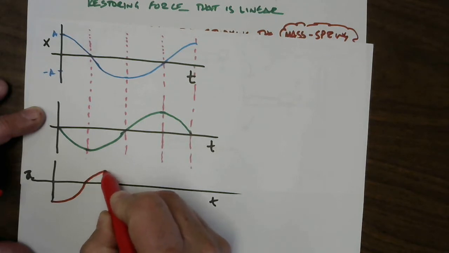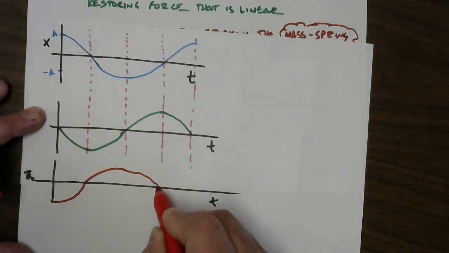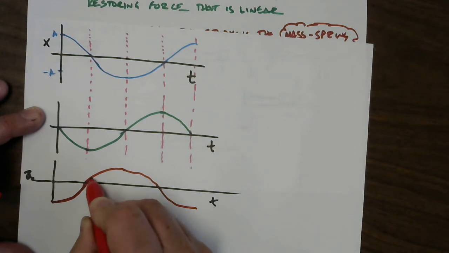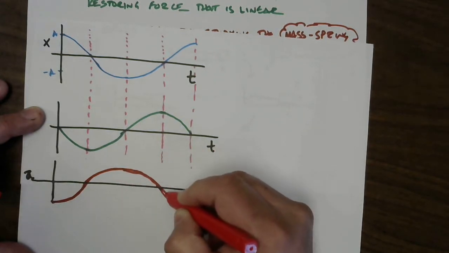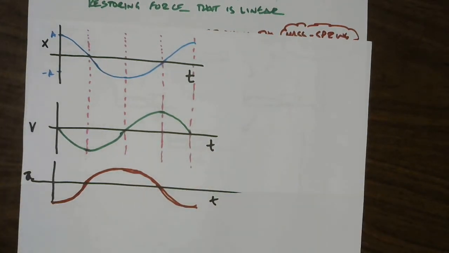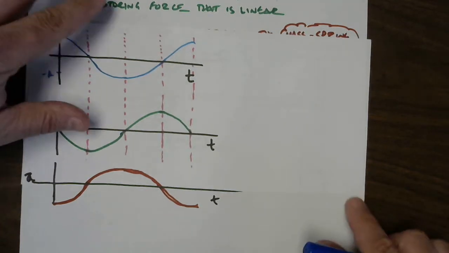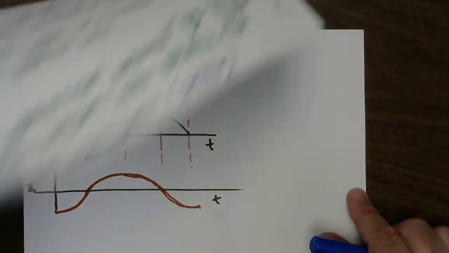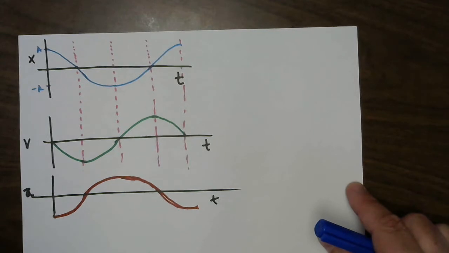Then we're going to have a positive acceleration, then we're going to go to 0, and then we're going to have a negative acceleration. So smoothing this out a little bit, looks like we have a negative cosine curve. In fact, I think we could go right ahead and we could figure out what these things are. What do these things look like?